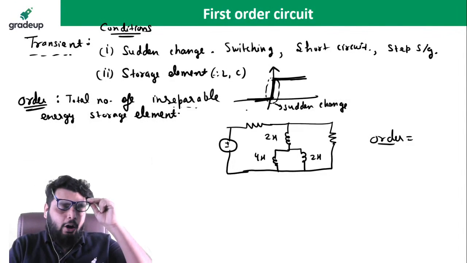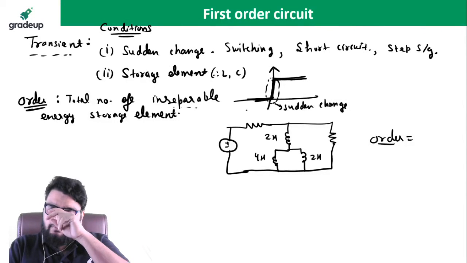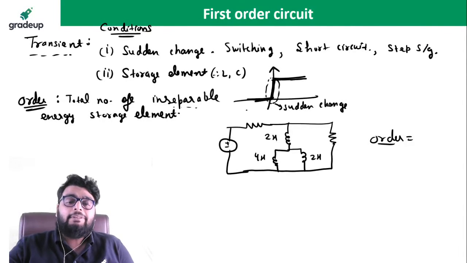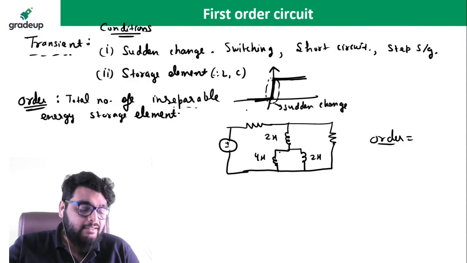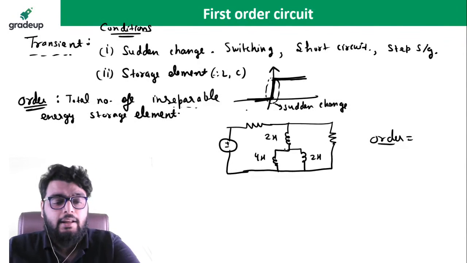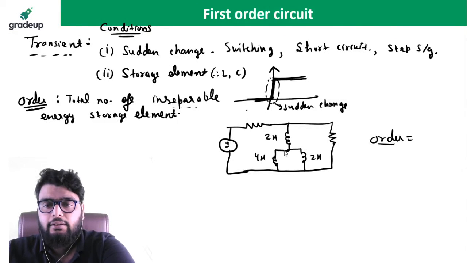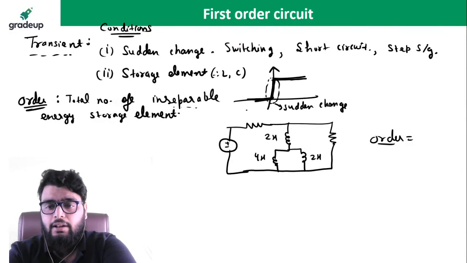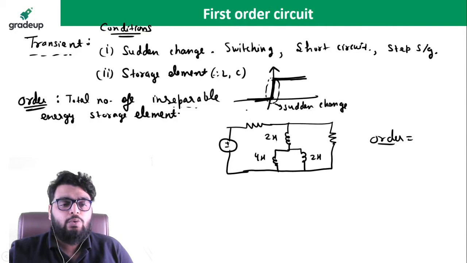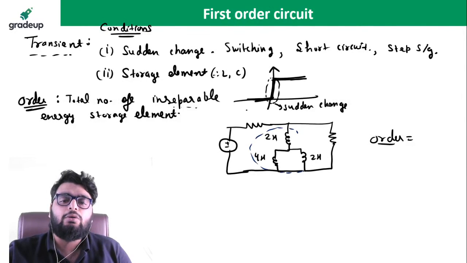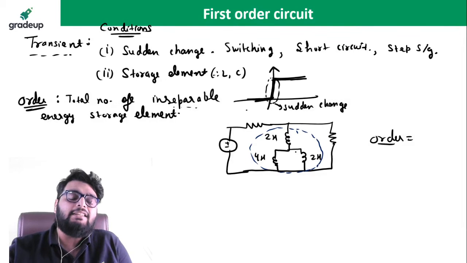Okay, so tell me the order of the network here. Now some people can say the order is 3, right? But is the order 3? For example, Ravi has said the order is 3. I am getting a number of answers here: 3, 1, 2. But see, what is the order? See very carefully. Can I combine these 3 inductors? Yes or no?